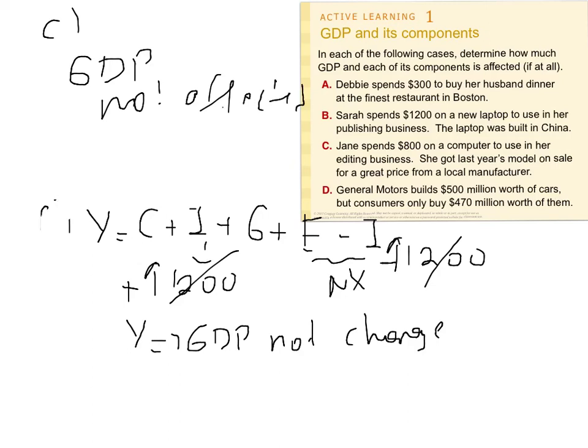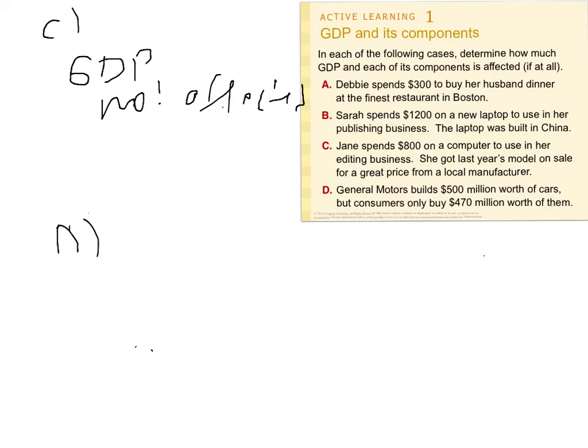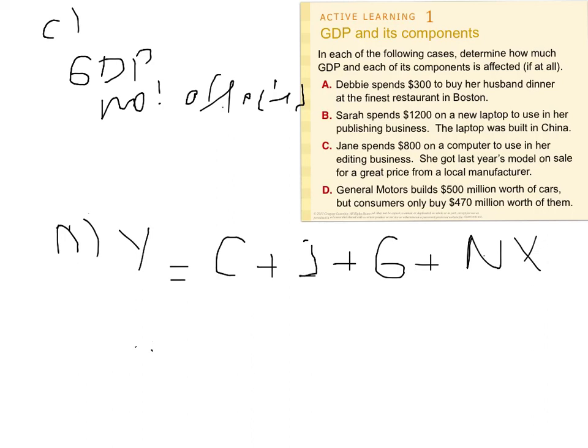And how about D? Let me erase the B part. General Motors builds 500 million worth of cars, but consumers only buy 470 million worth of them. Okay, how are we going to make this arrangement in the GDP equation? GDP is equal to consumption plus investment plus government purchases plus net exports. So General Motors builds 500 million worth of cars. Consumers buy 470 million of it. So consumption will increase by 470 million. How about the remaining 30 million?